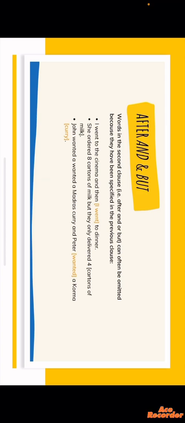Now, after and and but, words in the second clause can often be omitted because they have been specified in the previous clause. The example here says, I went to the cinema and then to dinner. Here we omitted I went. In the next one, it says, she ordered 8 cartons of milk, but they only delivered 4. Here we omitted cartons of milk.